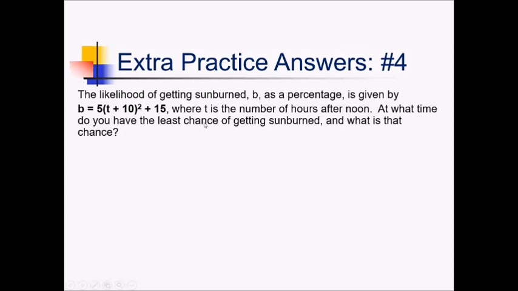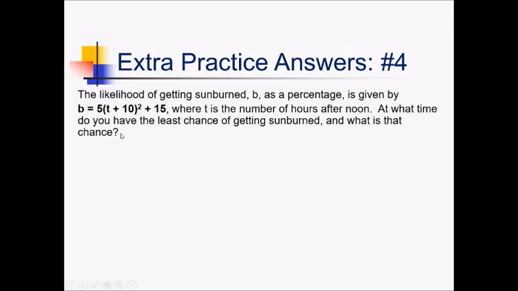So if we're trying to find the least chance of getting sunburned, we're trying to find the smallest value of B in this function, which is to say we're trying to find the minimum value of a quadratic function. Since we're trying to find the smallest value of a parabola, we need to look at the vertex and see what the output value is there, which means I need to find the vertex in the first place. Now, the good news is that this is already in vertex form, so I can pick the vertex right out of here and then just get what I need out of that information.